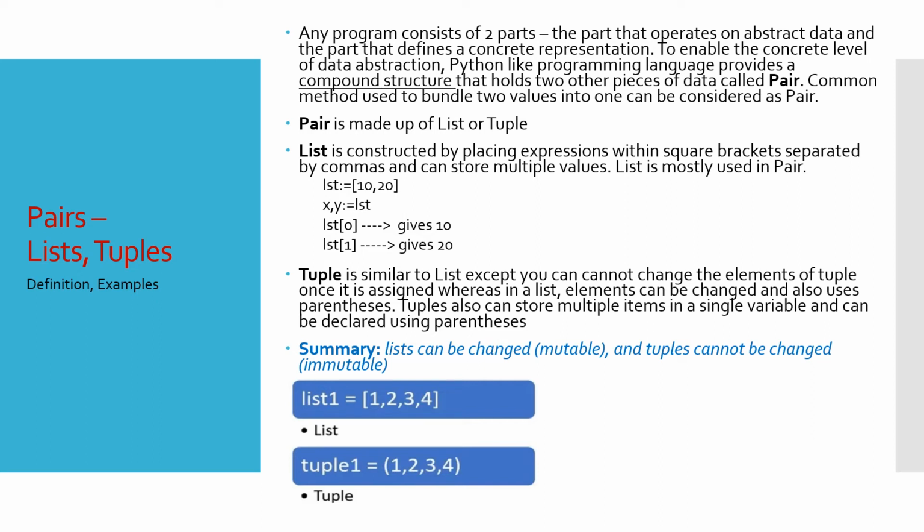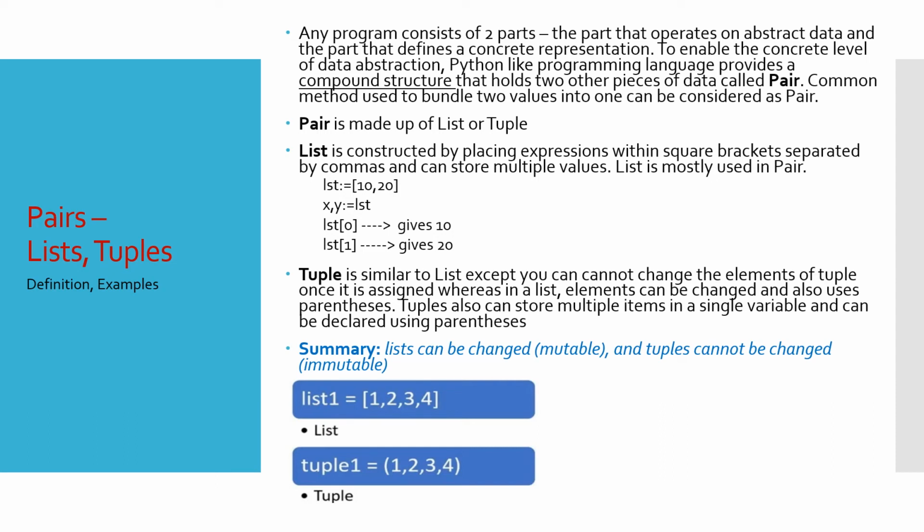So list is again a kind of format for how you define the structure of the data. The main element in a list is that it is constructed by placing expressions within square brackets, separated by commas, and it can definitely store multiple values.